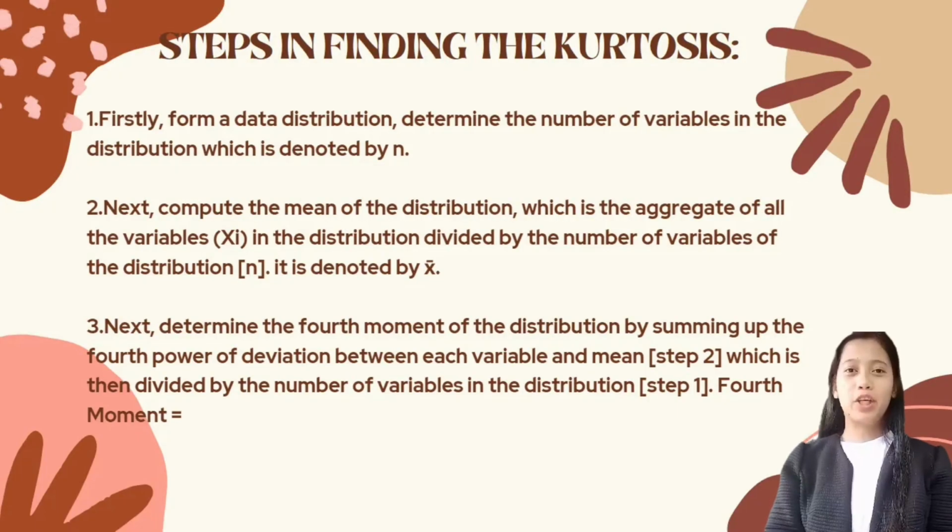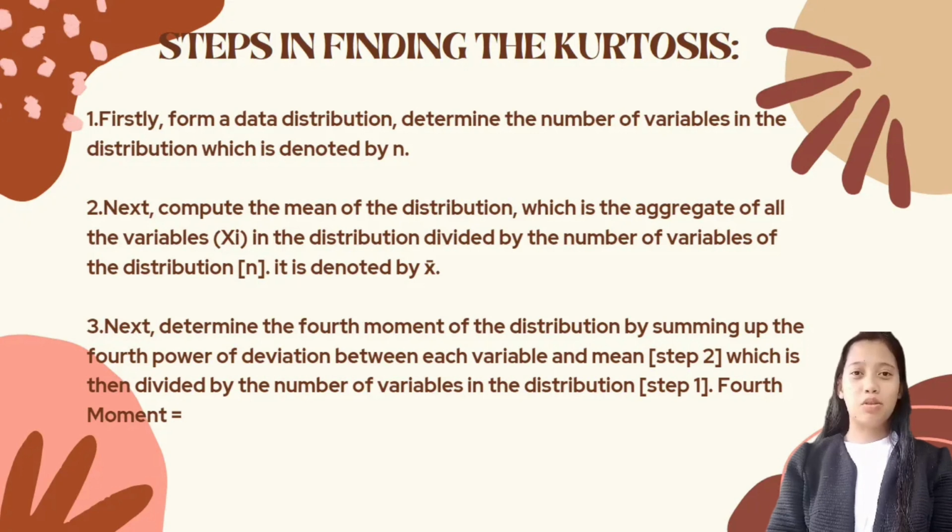Steps in finding the kurtosis. Step 1 is to form a data distribution and determine the number of variables in the distribution, which is denoted by n. Next is to compute the mean, which is the aggregate of all the variables in the distribution divided by the number of variables in the distribution.